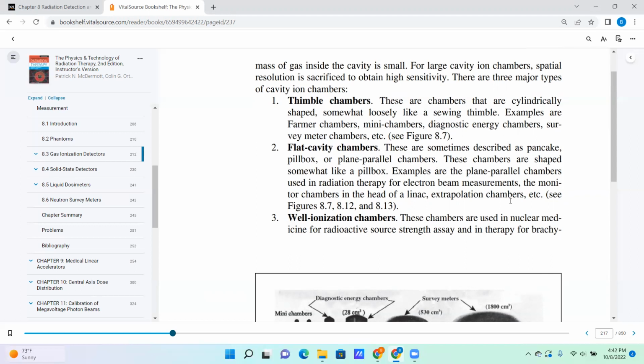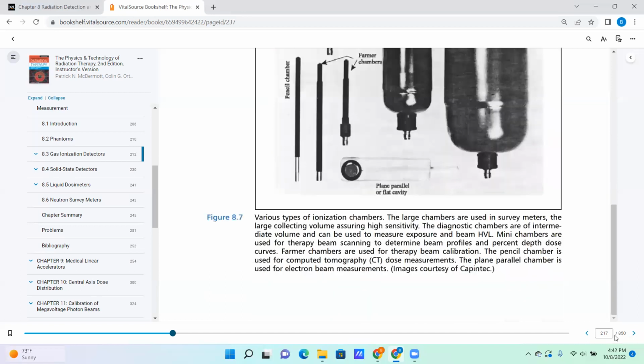Examples are the plane parallel chambers used in radiation therapy for electron beam measurements, the monitor chambers in the head of the linac, extrapolation chambers, and so on and so forth. Well ionization chambers are used in nuclear medicine for radioactive source strength assay and in therapy for brachytherapy.